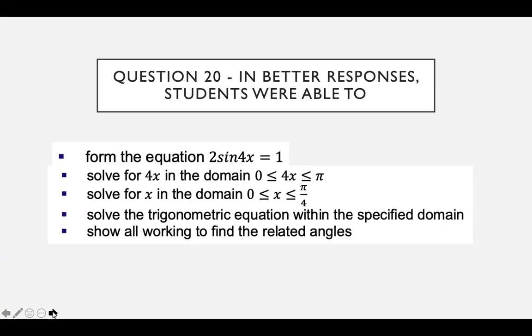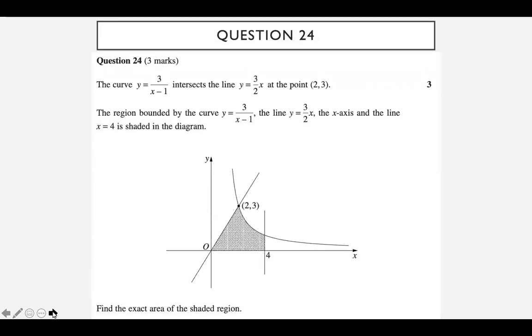In better responses, students were able to solve the trigonometric equation within the specified domain, i.e. cancelling out any incorrect answers. And then if they were able to show their working to find the related angles, they were more likely to finish the question well. Question 24.